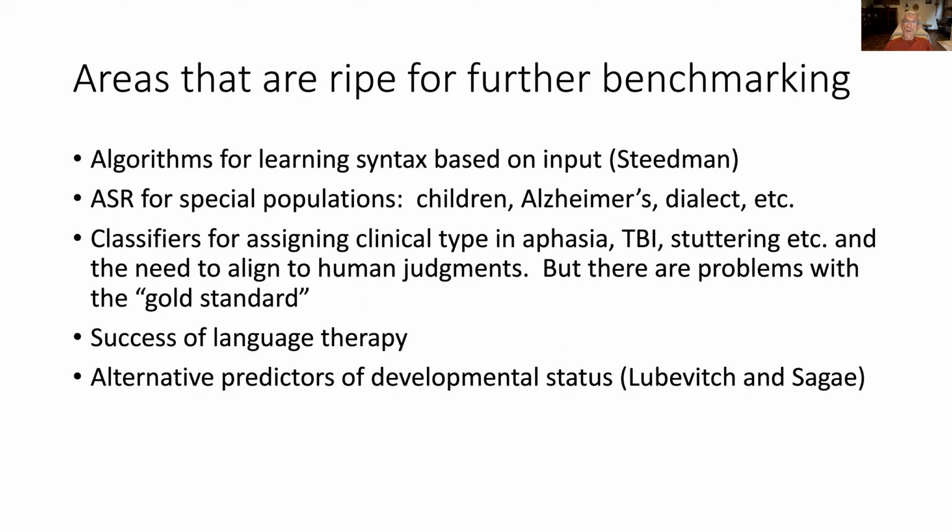Okay, some of the other areas that could be right for further benchmarking in Talkbank would be algorithms for learning syntax based on input. Some work done by Mark Steedman is an example of that. Also ASR, which of course is important, but here for special populations like children, Alzheimer's, speakers of dialects and so on. And then different methods for assigning clinical type in aphasia, traumatic brain injury, stuttering, and the need to align those classifications, or typologies, with human judgments. There the problem is that the gold standard, the human judgments, are not always so consistent.